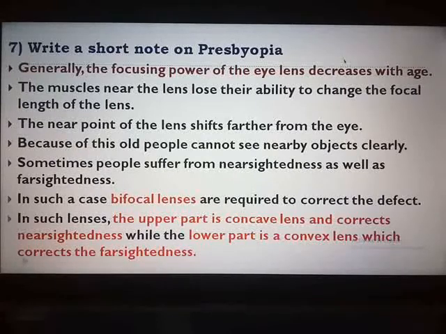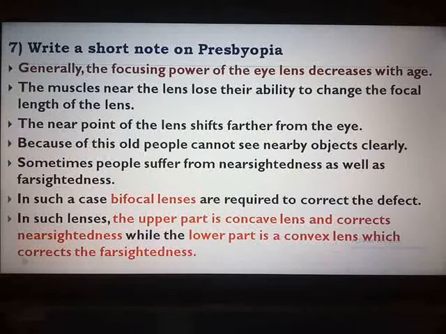which corrects farsightedness. Now here they can ask you with an example that so and so person is old and is not able to see the nearby objects clearly. Which defect the person is facing from? How that defect can be corrected? Or this paragraph can be given to you and based on the paragraph different questions can be asked.